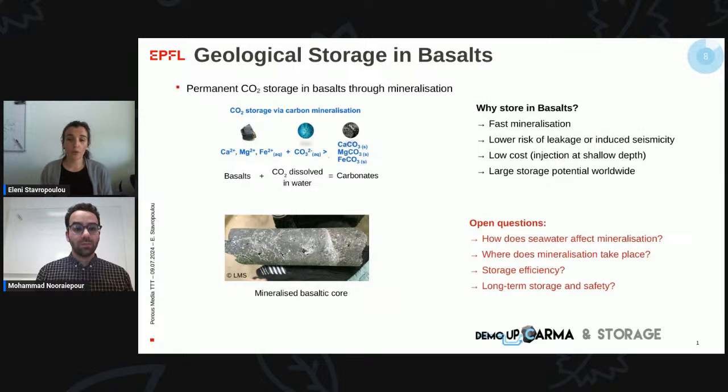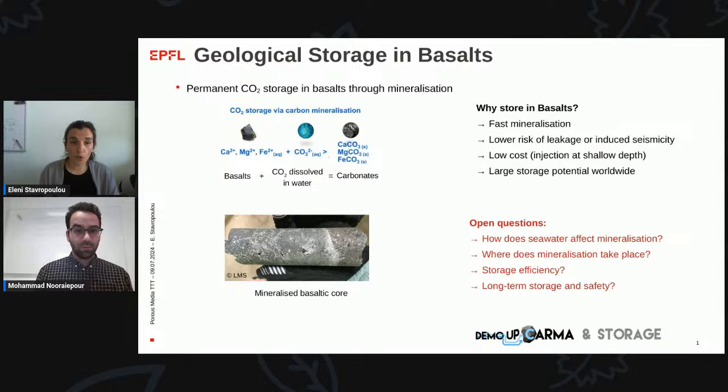Now, there are still some open questions that we've been trying to directly or indirectly reply to in this work that has taken place within the DEMWAP Karma and Storage project. And these have to do, first of all, with the impact of seawater on mineralization.